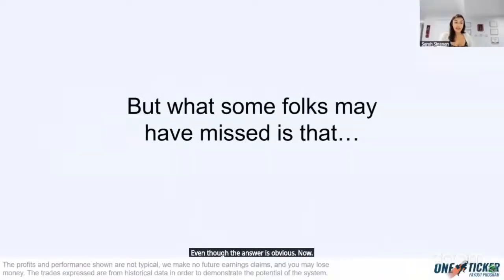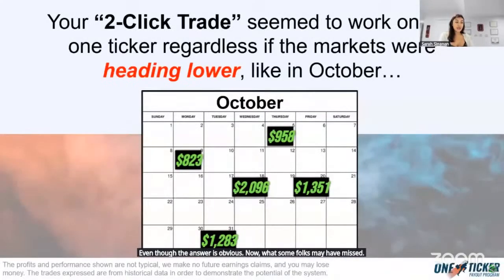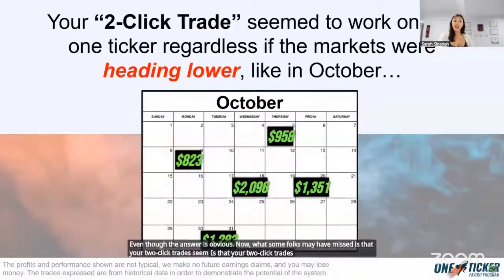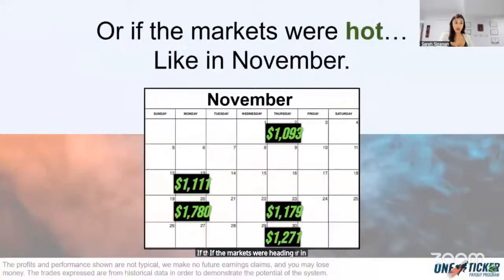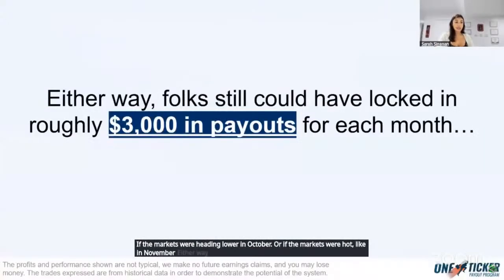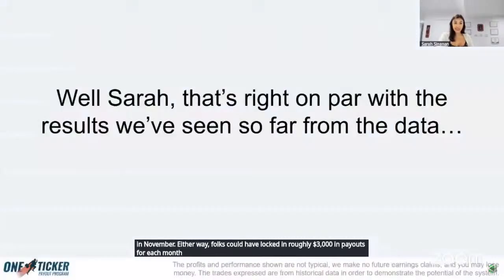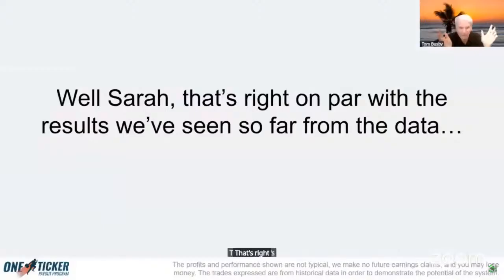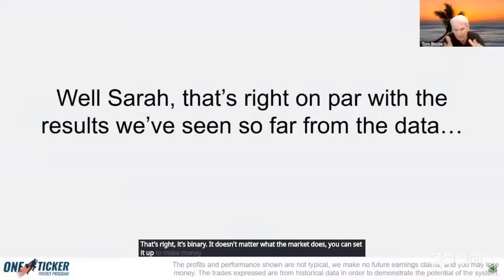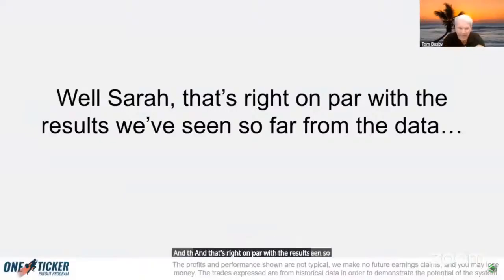Now, what some folks may have missed is that your 2-click trade seemed to work on this one ticker regardless of whether the markets were heading lower in October or hot like in November. Either way, folks could have locked in roughly $3,000 in payouts for each month. It's binary. It doesn't matter what the market does. You can set it up to make money whether it goes up or goes down. And that's right on par with the results we've seen so far with the data.